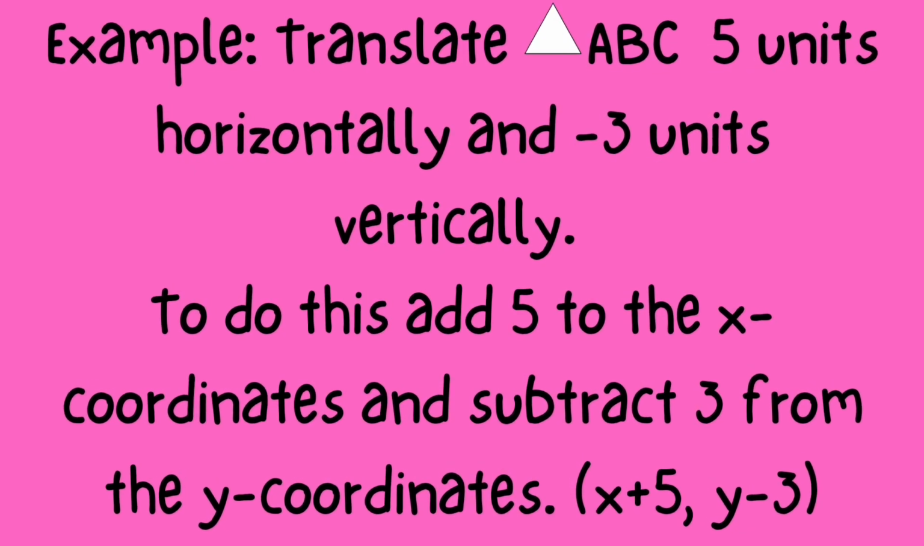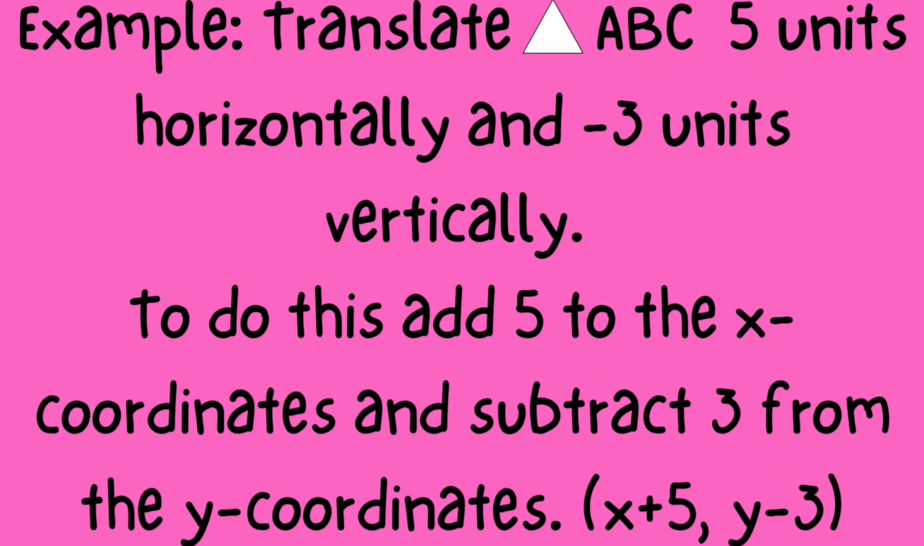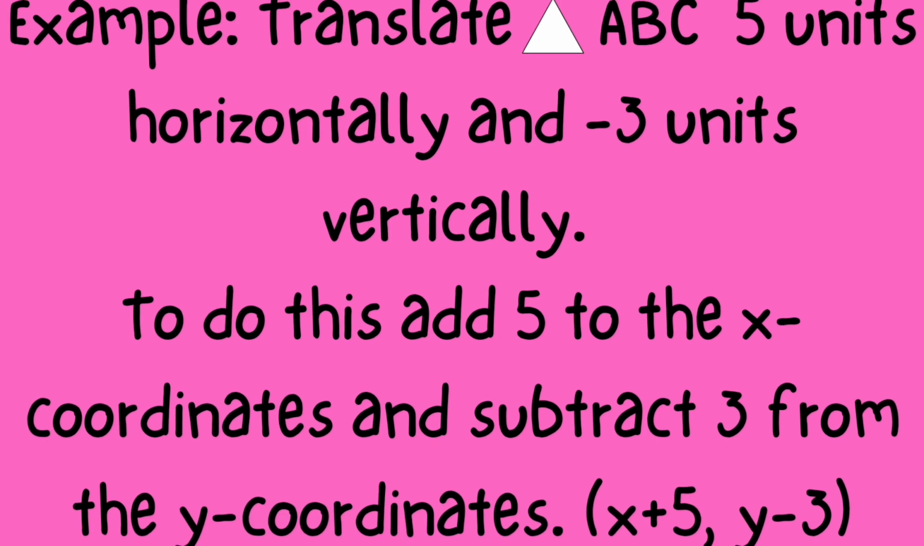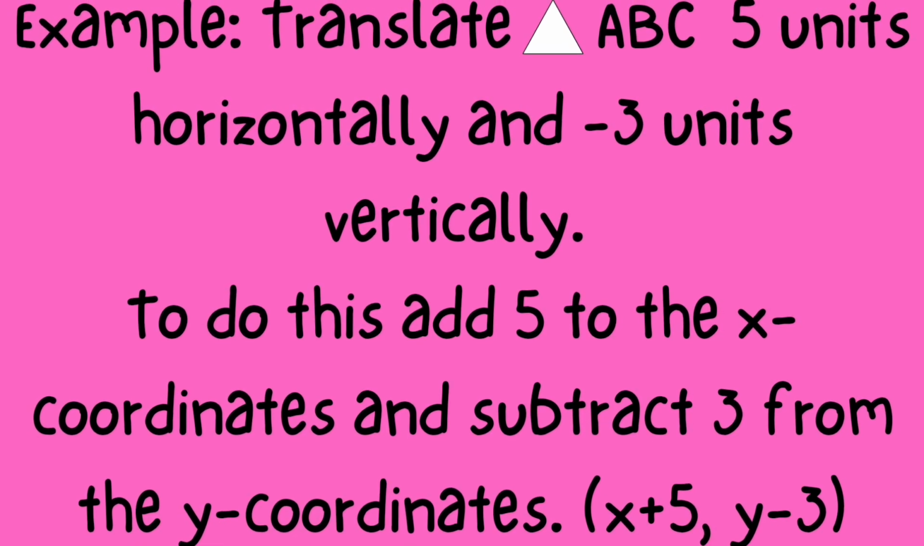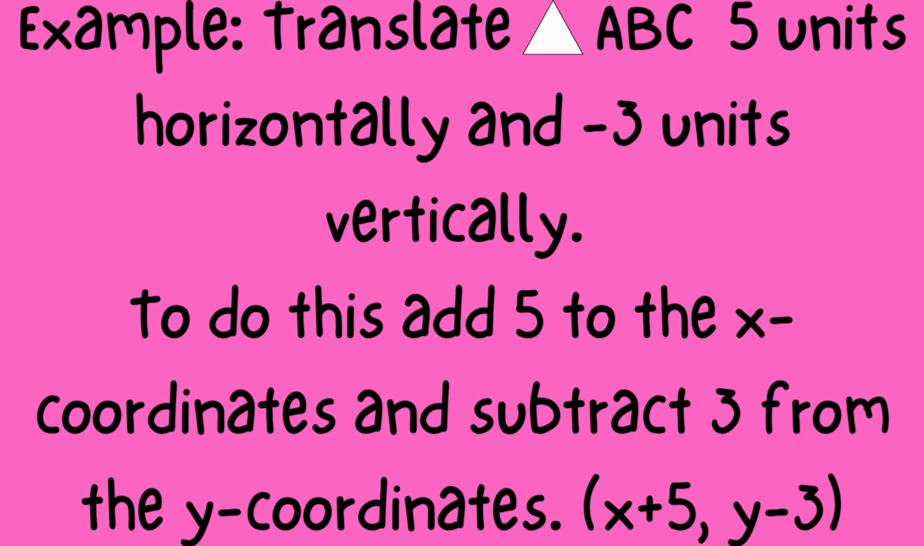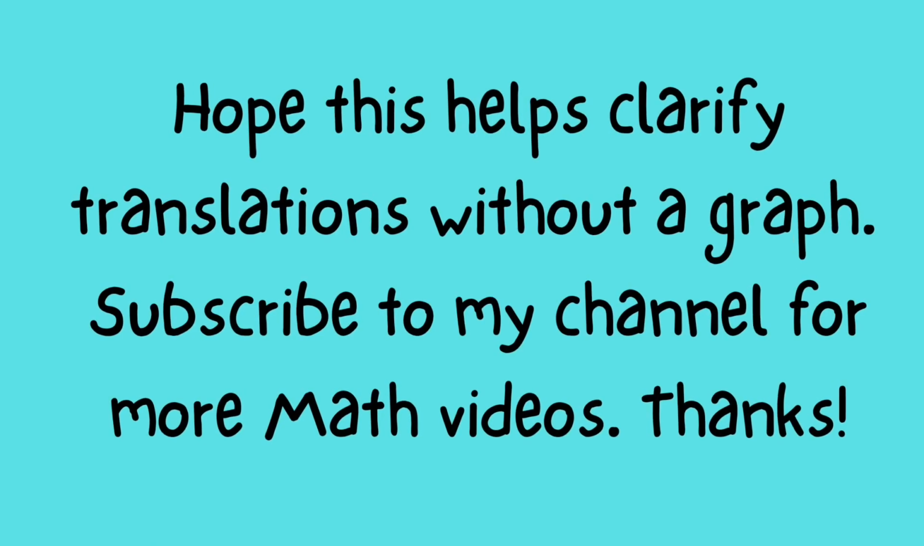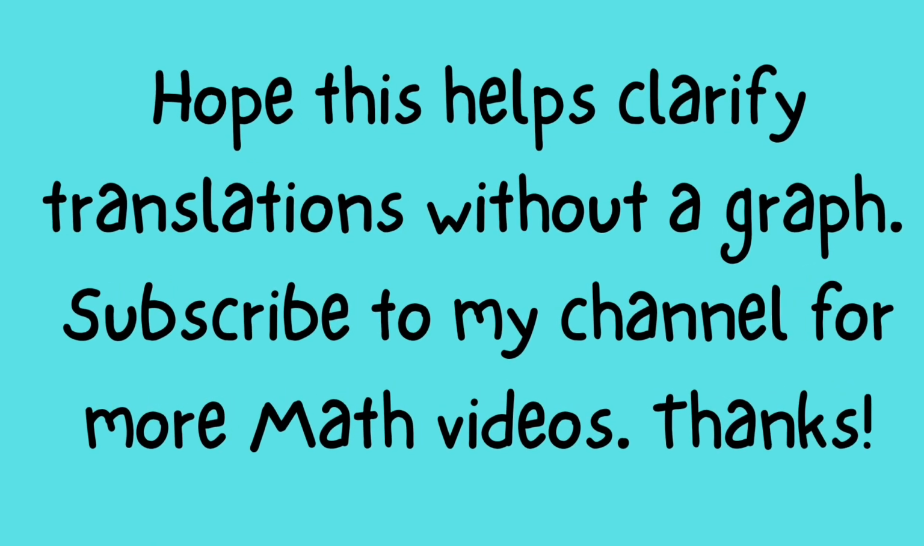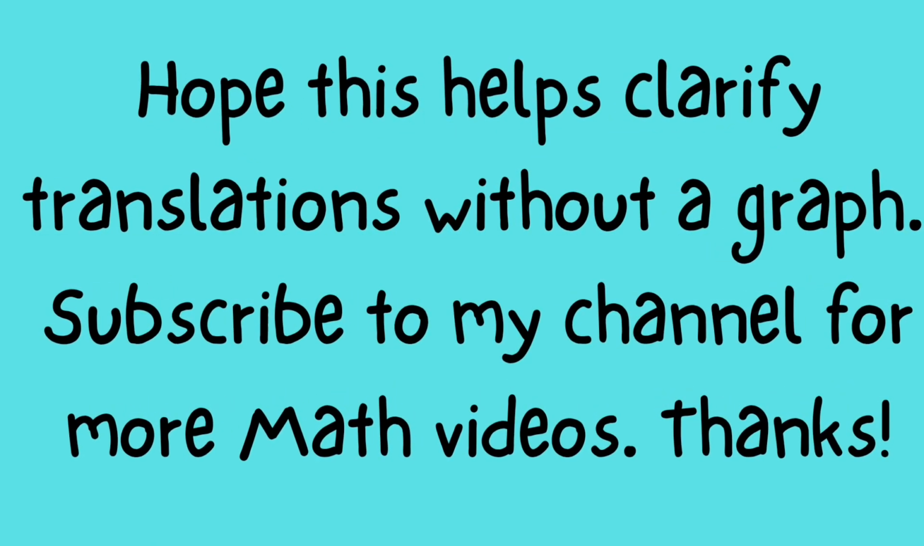An example is this. Translate triangle ABC 5 units horizontally and -3 units vertically. To do this, you would add 5 to the x and subtract 3 from the y. Hope this helps clarify translations without a graph.